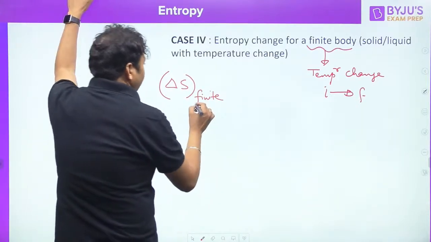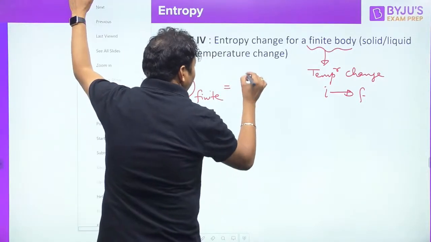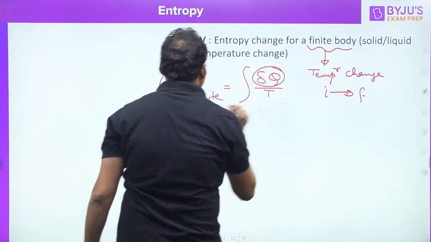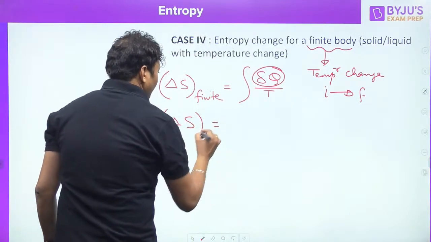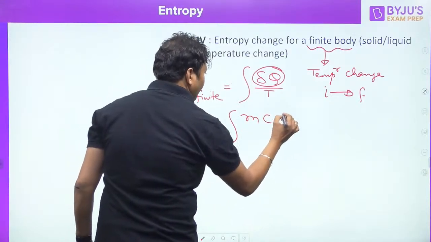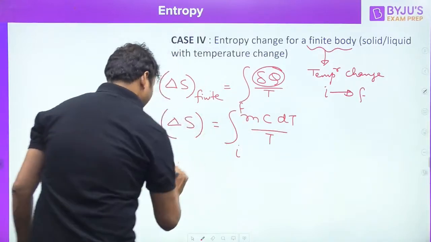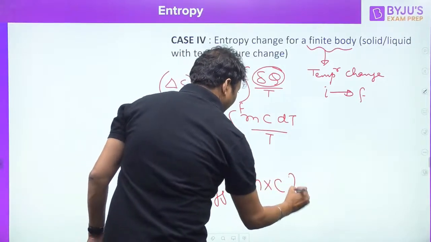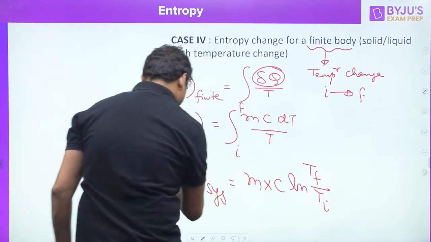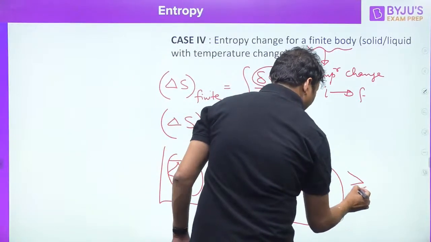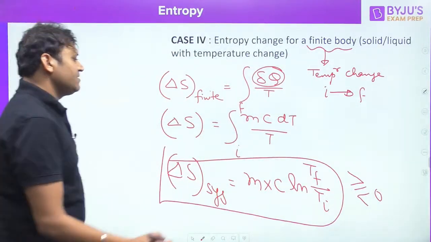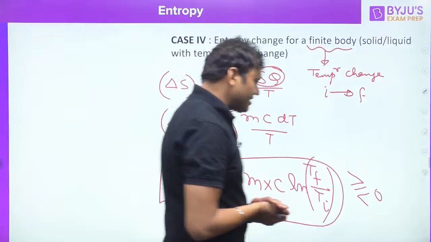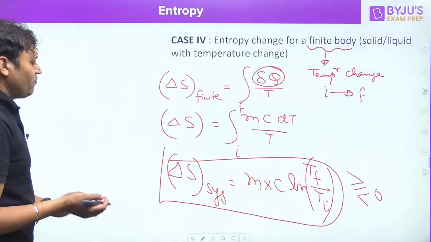or a liquid with a temperature change is equal to the integration of del Q by T. And what is del Q? That is m c dT. So change in entropy is equal to the integration of m c dT by T, from initial to final. That is the change in entropy for the system, a finite body: mass into specific heat into natural log of final temperature by initial temperature. It can be positive, it can be equal to 0, it can be negative. That is how we can calculate the change in entropy for a system which is undergoing a temperature change, for example a liquid with a temperature change.